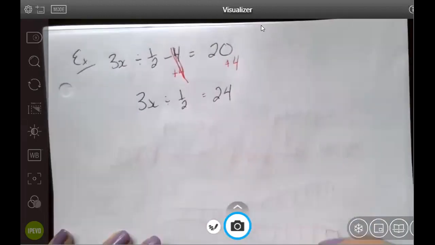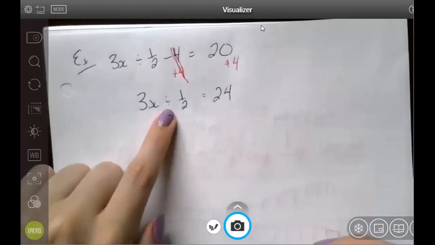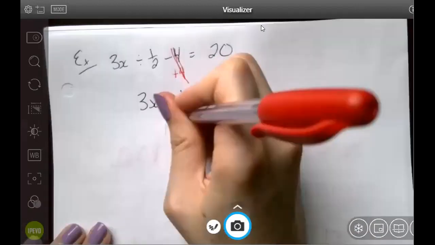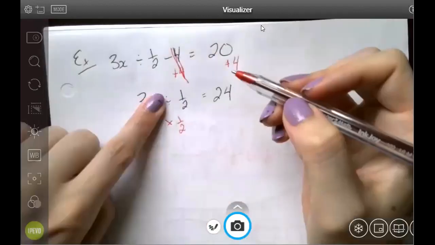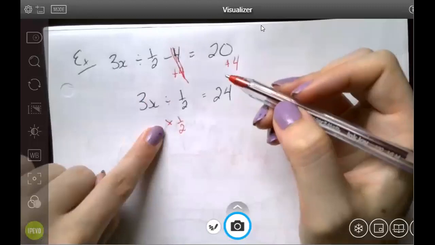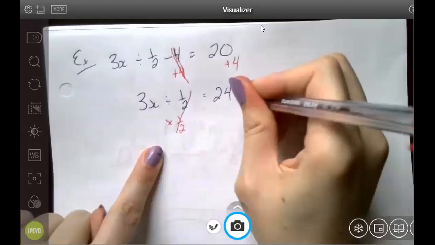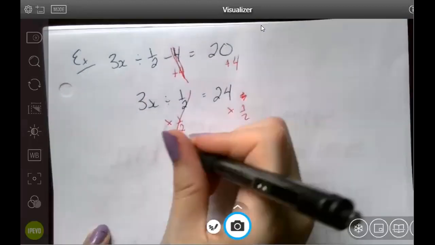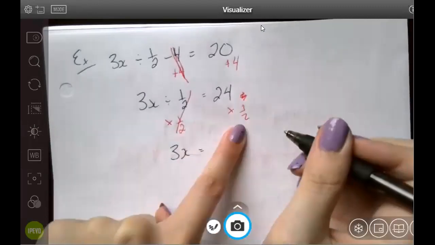The next thing that needs to move is this 1/2 because it is further away from the x than the 3 is. So this right now is dividing by 1/2. I will multiply by 1/2 to move it to the other side, since division and multiplication are opposite operations. So that will cancel out there, and then I have to do the same on the other side. That leaves me with 3x, and then 24 times 1/2 is 12.